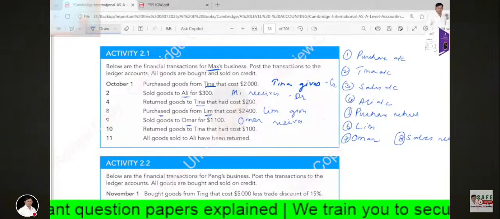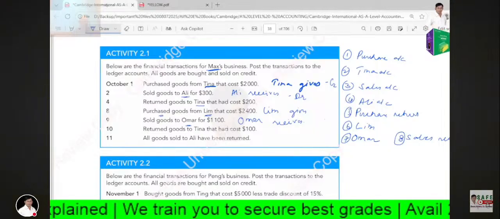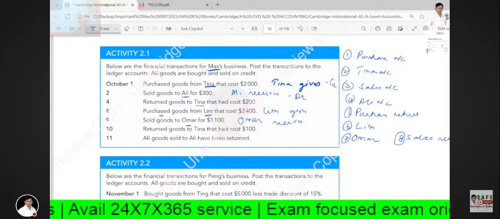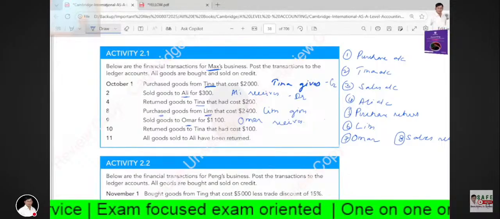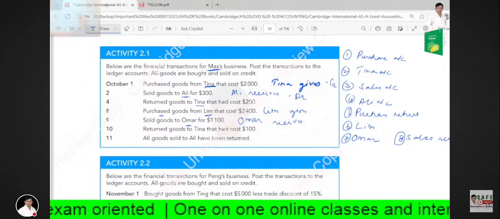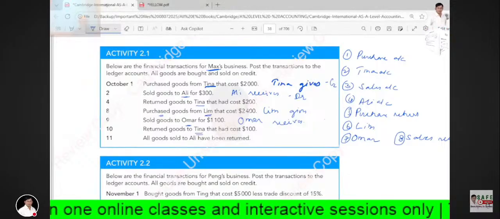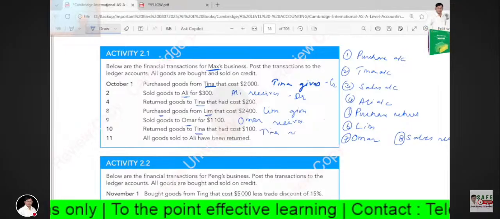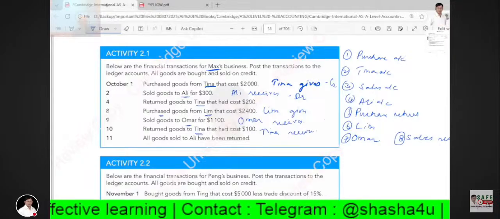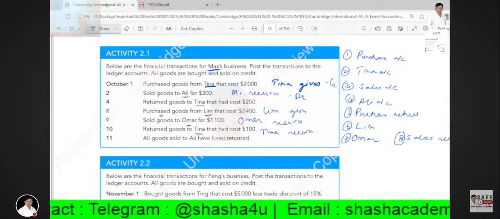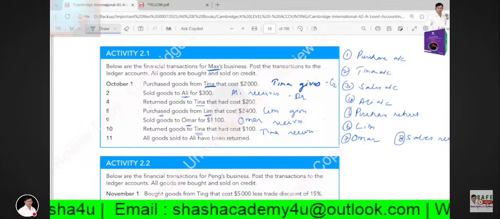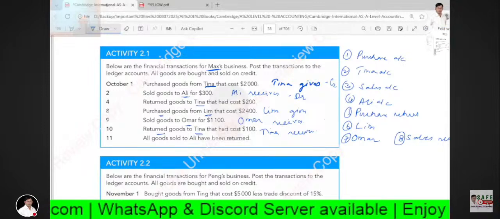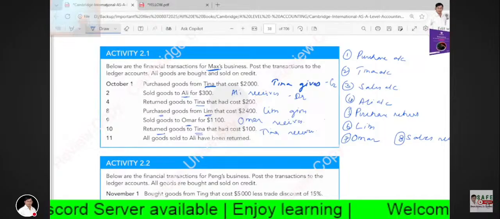Returned goods to Tina that had cost 100. So we have returned goods to Tina. Returning goods to Tina means Tina will receive. So when she receives, her account will be debited. Again we have a return, so it is purchase returns. Purchase returns to Tina, 100.